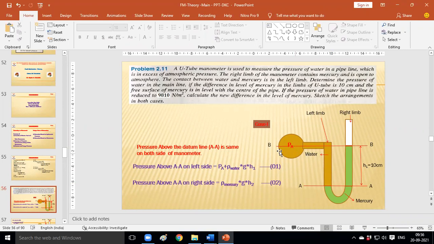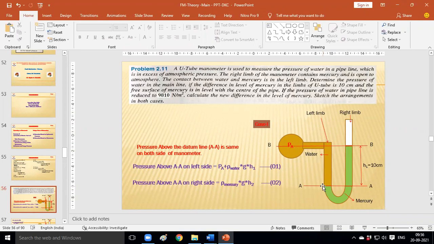The height of the mercury surface from the center of the pipeline in the left limb and the level difference between the mercury is the same. And what will be its value mentioned in the numerical? 10 centimeter, correct.